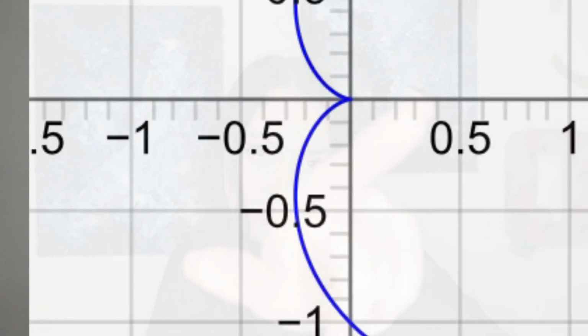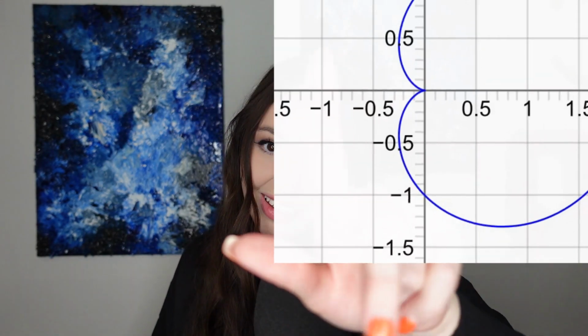And like I said, the equation that I'm using is r equals 1 plus the cosine of theta. And I'll show you exactly what that looks like, because I'm sure my tracing isn't perfect. But that's okay. Nobody's perfect. Alright, let's go on to the next one.